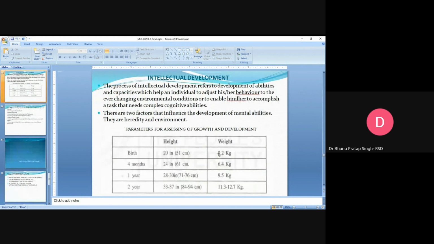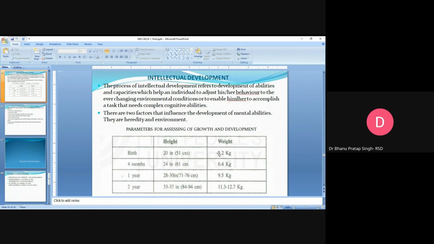The next is intellectual development. The process of intellectual development refers to the development of ability and capacity which helps an individual to adjust his or her behavior to the ever-changing environmental conditions, or to enable him or her to accomplish a task that needs complex cognitive abilities.